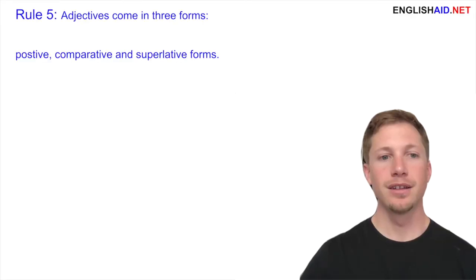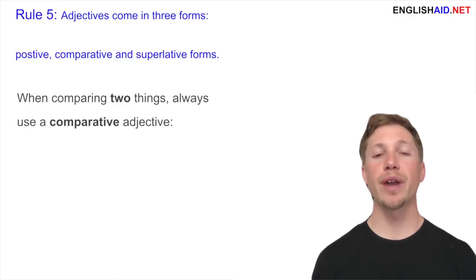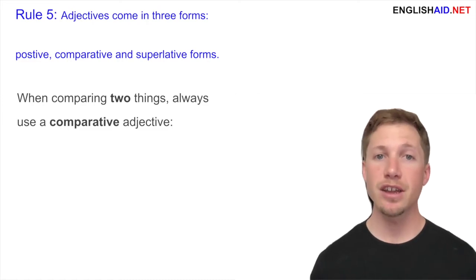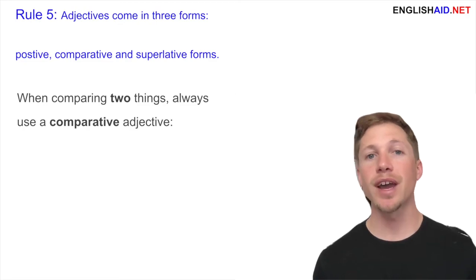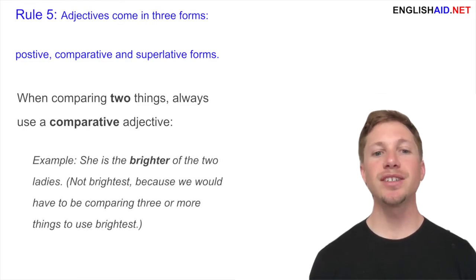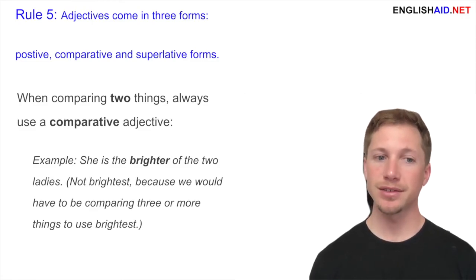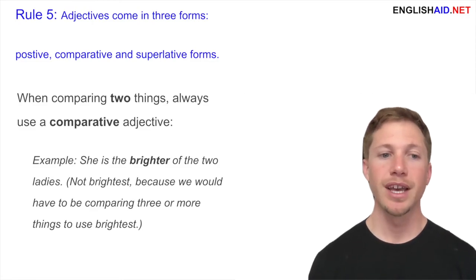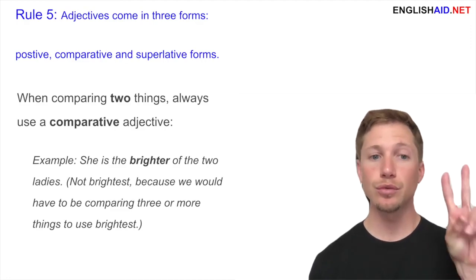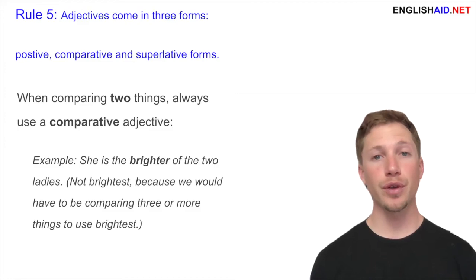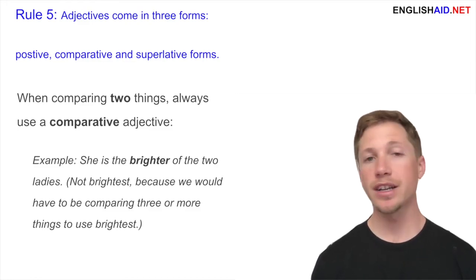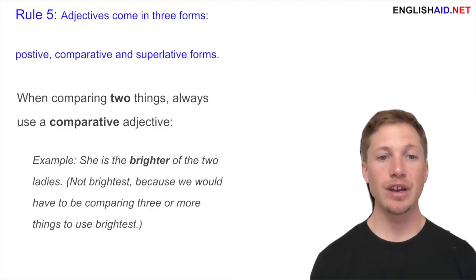Now, remember, when you're comparing 2 things, always use the comparative form. Usually we add er. If there's no er to add, you add more. Here's an example. She is the brighter of the 2 ladies. Here, brighter means smart. Now, we would never use brightest in this example because we're only talking about 2 ladies. If there were 3 or more ladies, we could use the word brightest. However, here we've got to use just er, brighter, because there's only 2.